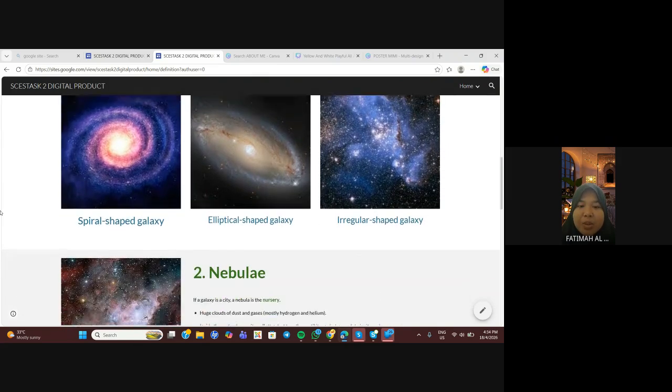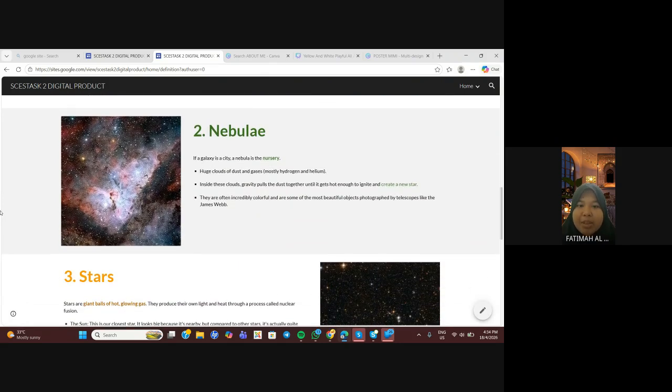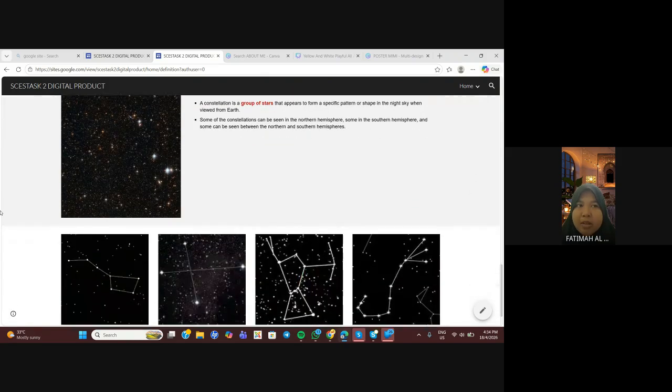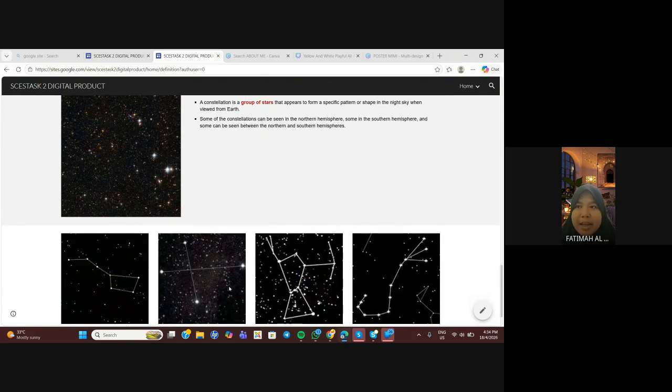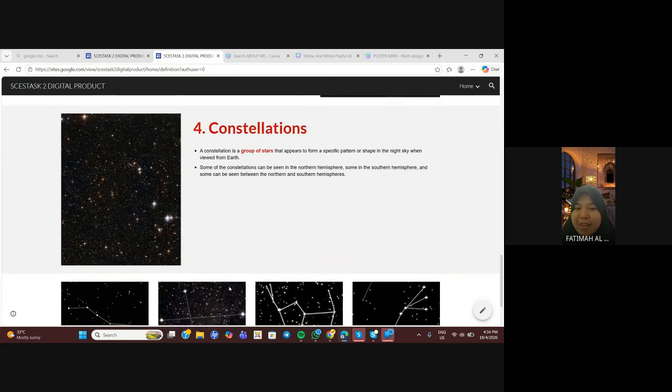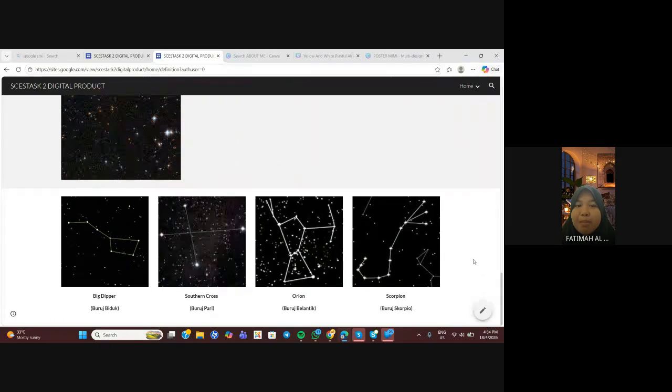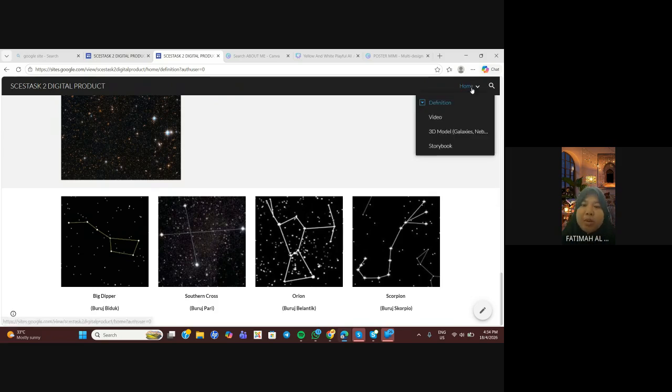Next, number 2 is nebula, number 3 is stars, and the last one is the constellation, which is also included in the science textbook, but in year 5 or year 3, if I am not mistaken. Constellation in Malay is called buruj. In primary school science, they learn about 4 types of constellation: the Big Dipper, or buruj biduk; the Southern Cross, which is buruj pari; Orion, buruj belantik; and the last one, Scorpion, which is buruj Scorpio.